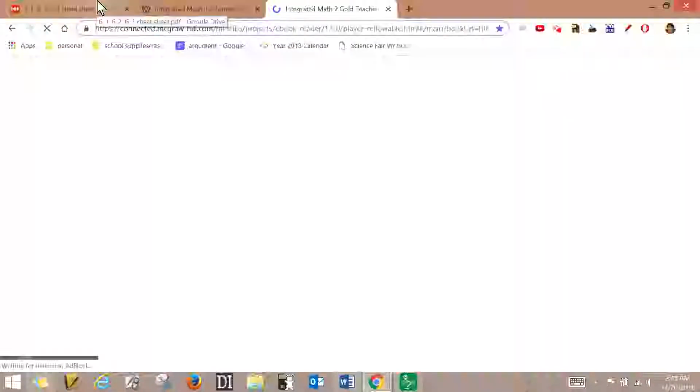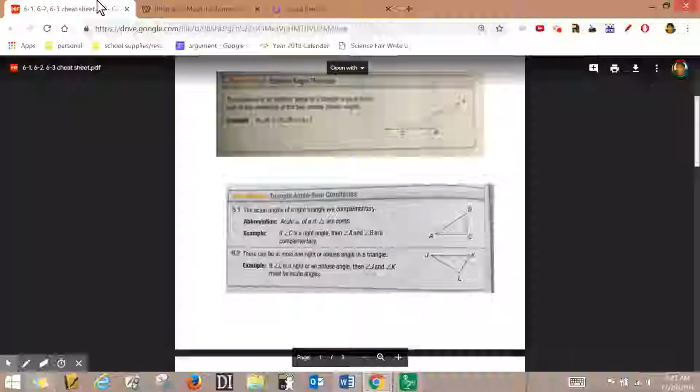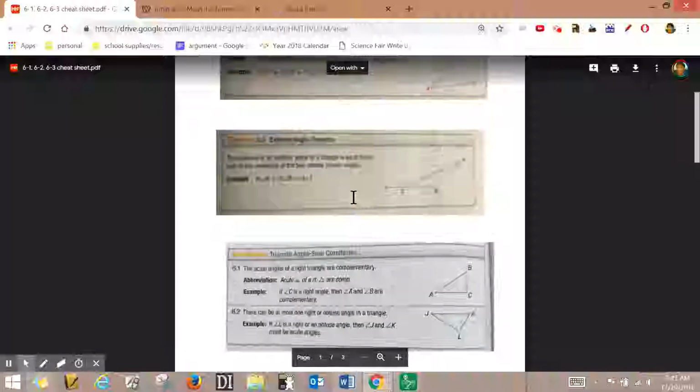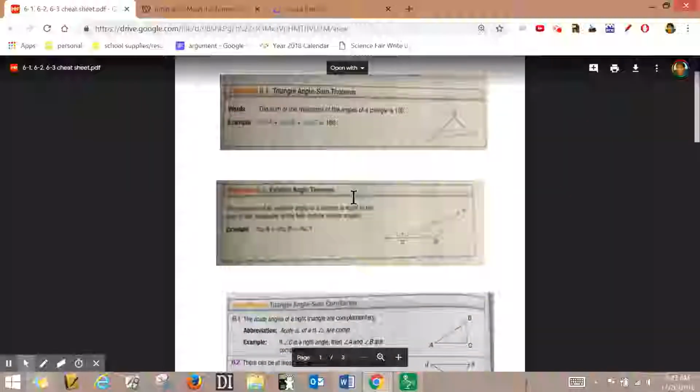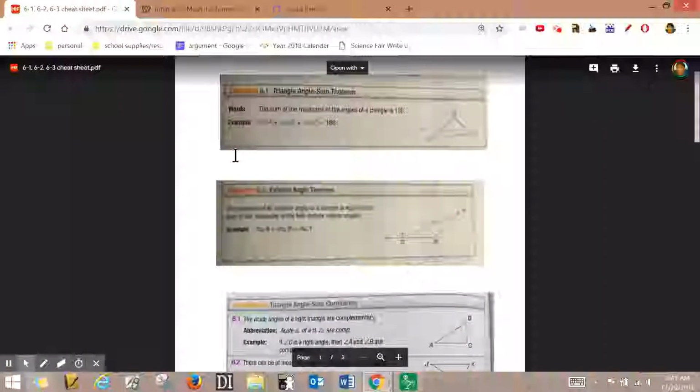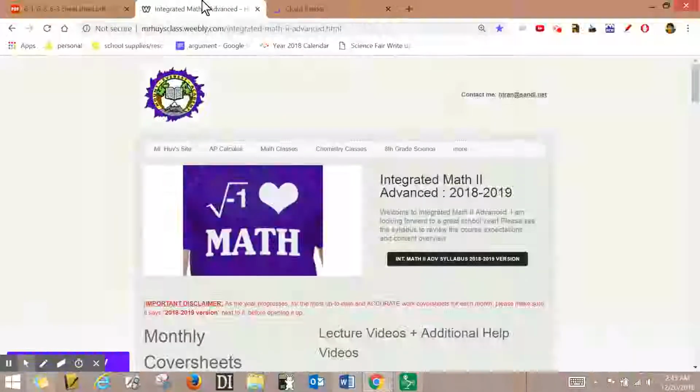So we're actually going to get started on 6-1, 6-2, and 6-3, but we're going to start at section 6-1, which has to do with a bunch of triangles. What I just opened for you right now was a cheat sheet that I actually created for you guys a while back. Let me see what's going on here. Some things are kind of loading.